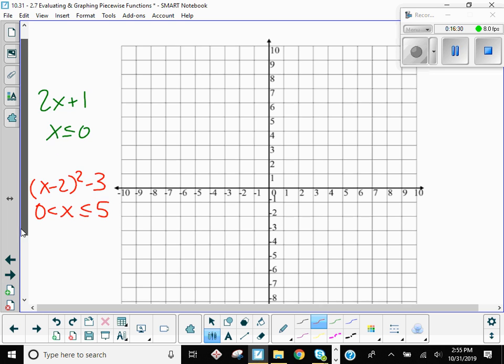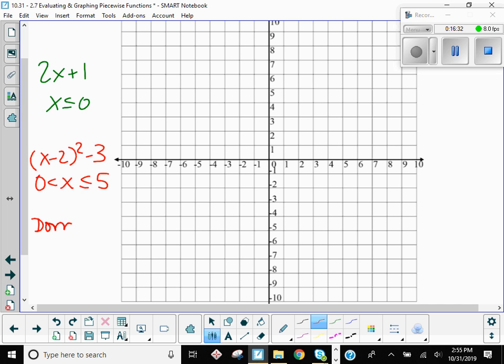And I have been forgetting all day to ask for the domain and range, so I'm writing it in here before I forget, because otherwise I forget. Okay, so 2x plus 1. We want the piece of that graph that's to the left of 0.